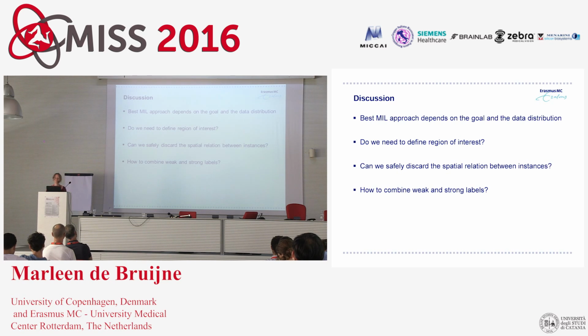So a little bit of discussion to end. The best multiple instance learning approach depends on the goal and the data distribution. I think I've mentioned that enough times by now. Do we need to define the region of interest? In our case, I probably didn't mention it very explicitly, but what we did was first segment the lungs and then make sure that we sample patches only within the lungs.